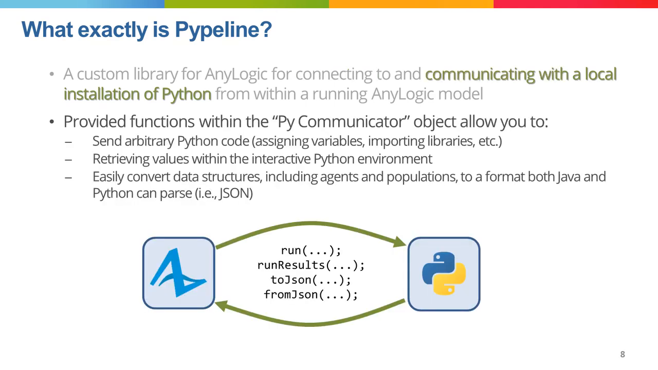The last major component of this definition is how the communication actually happens. To send statements from AnyLogic to Python, or to retrieve some values stored in that background Python process, the communicator object comes equipped with some basic functions. In addition, it provides functions to help you convert and parse complex data types. I'll be getting into more details about what these functions are in the technical sections.